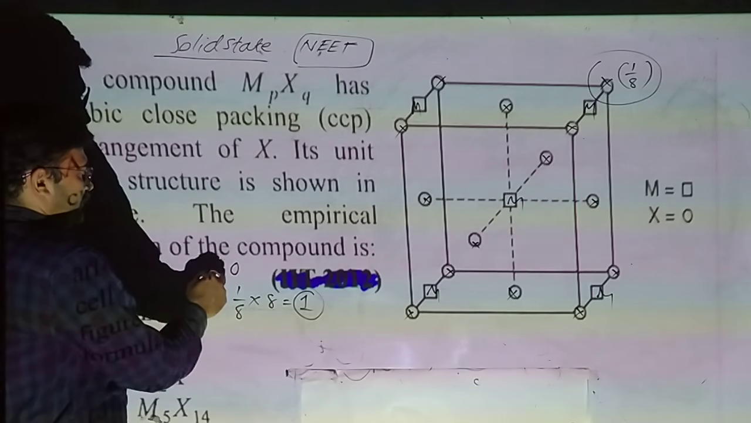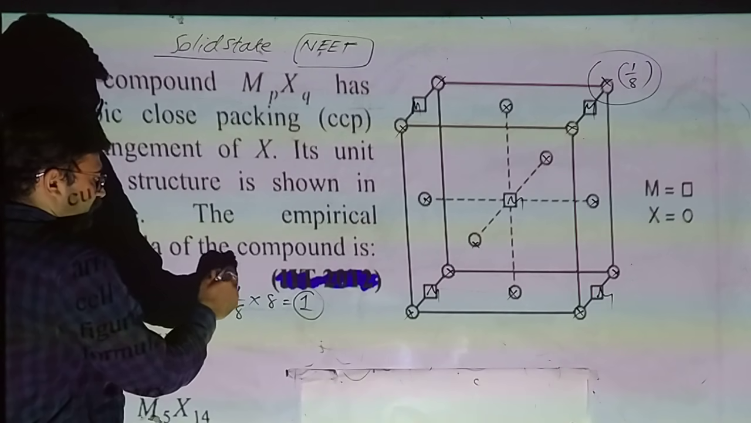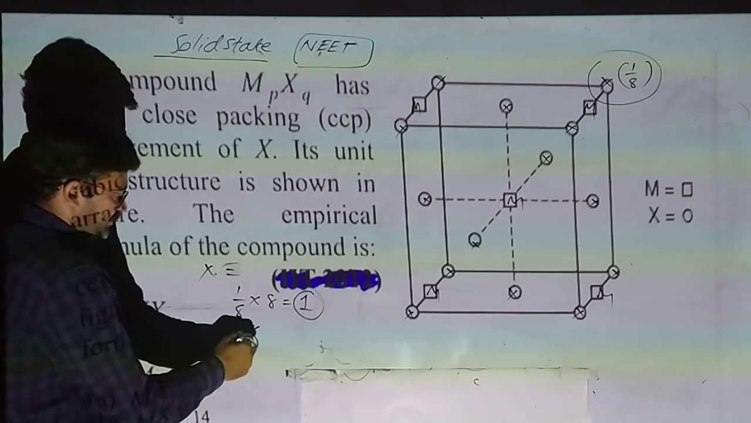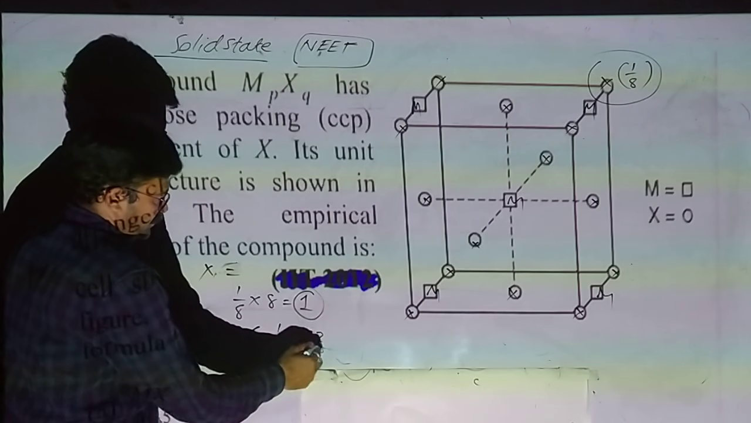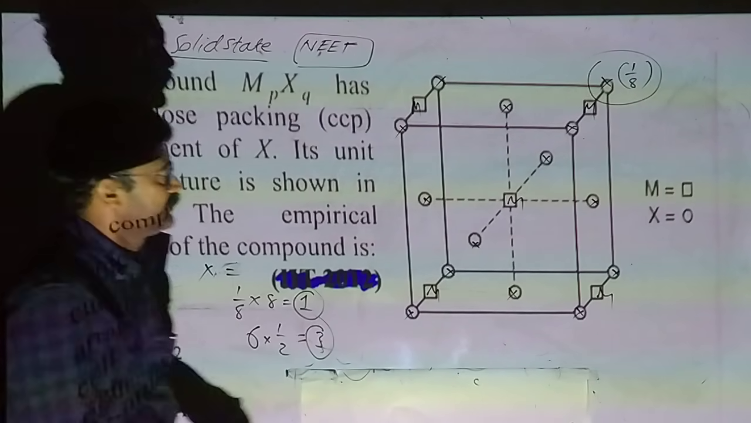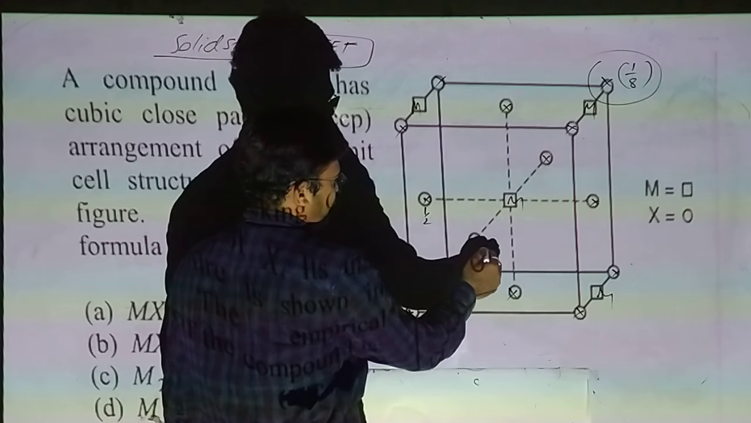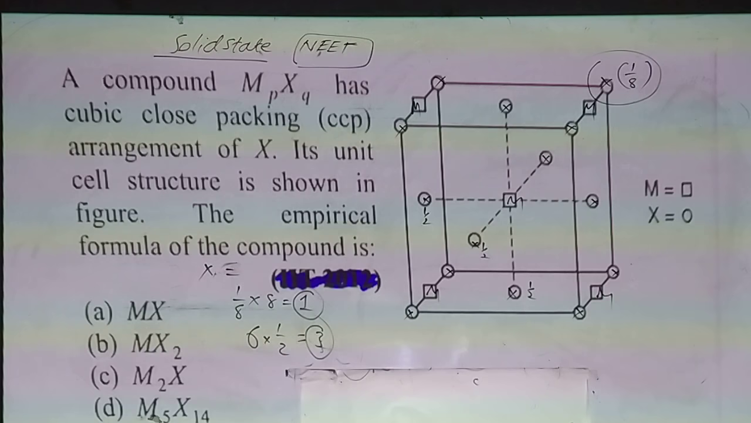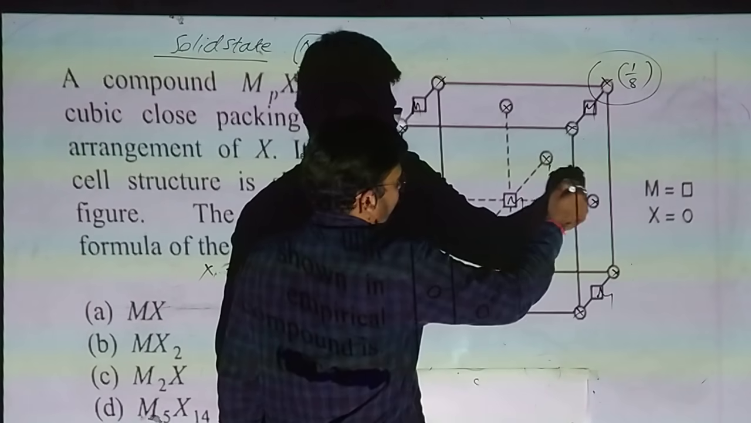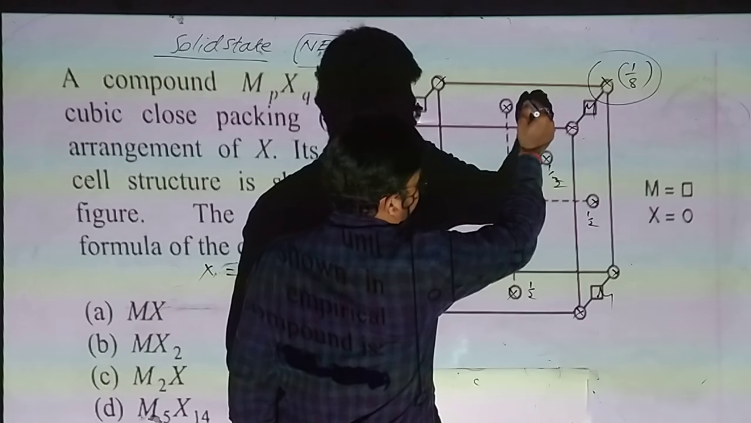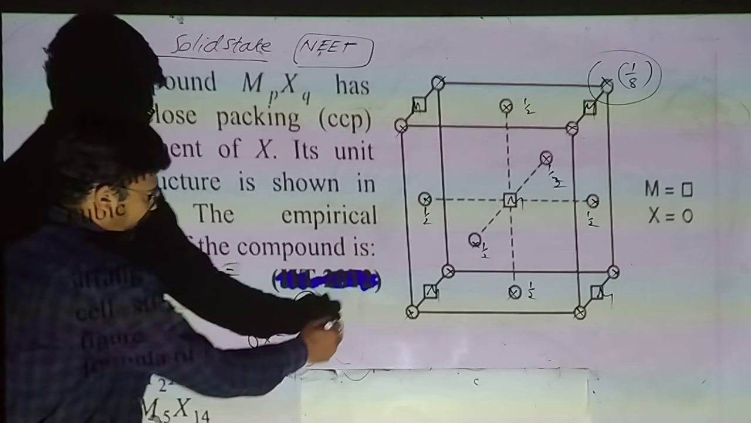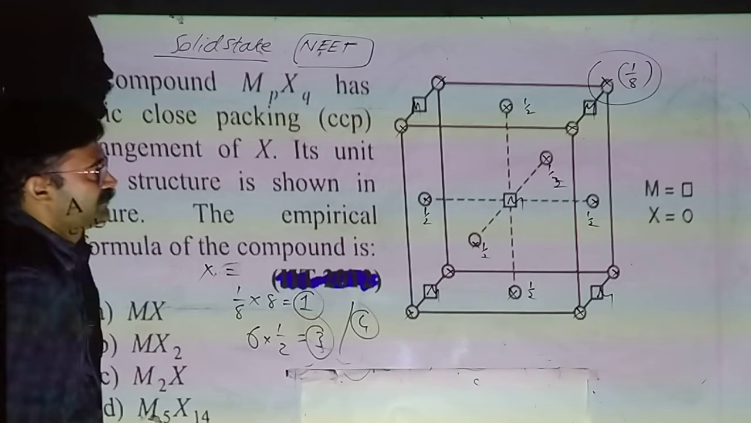So X is 1 due to corners, and 6 into 1/2, so 3 due to the face center. Yes, this face center sphere is 1/2 of our cube. 1/2, 1/2, 1/2, 1/2. How many times? 6 times. So it is 3. So total X is 4.